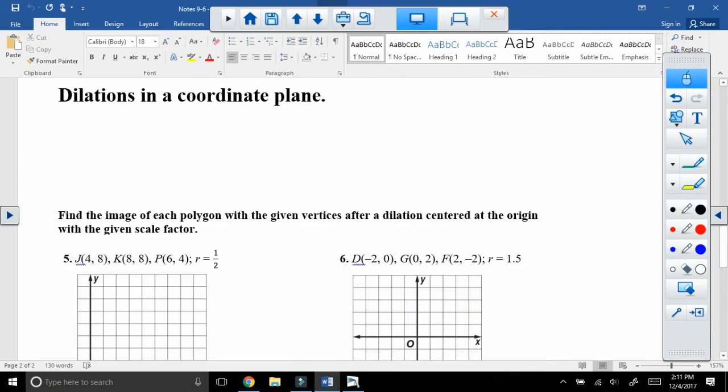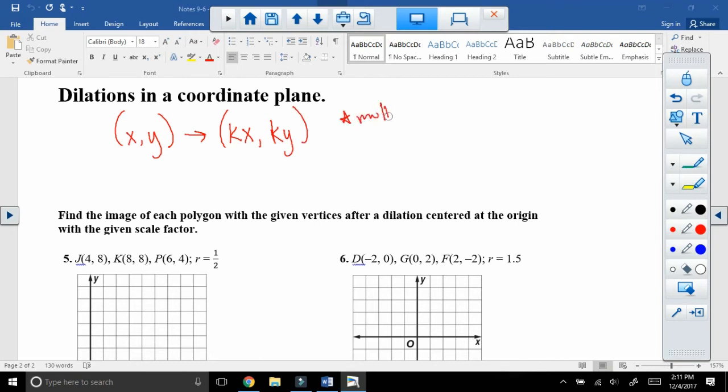So when we're doing these dilations in a coordinate plane, I think you'll like these. Dilations in a coordinate plane, what's happening is you're just taking a coordinate point and you are multiplying each part by whatever the scale factor is. So I'll just write multiply both x and y by the scale factor.